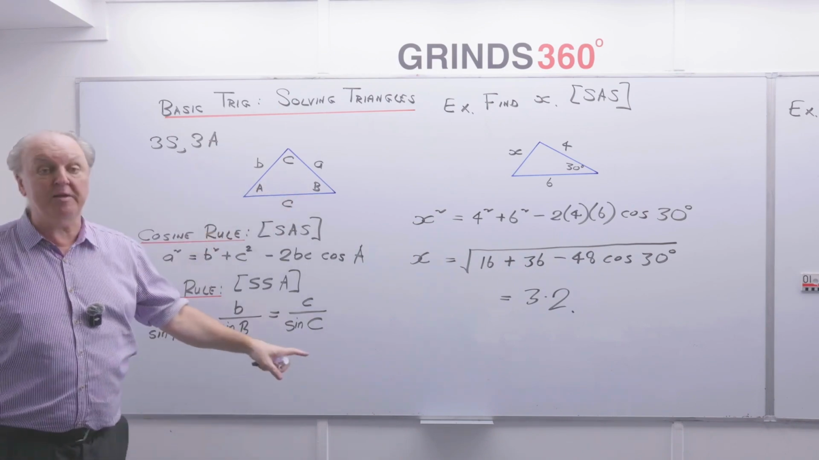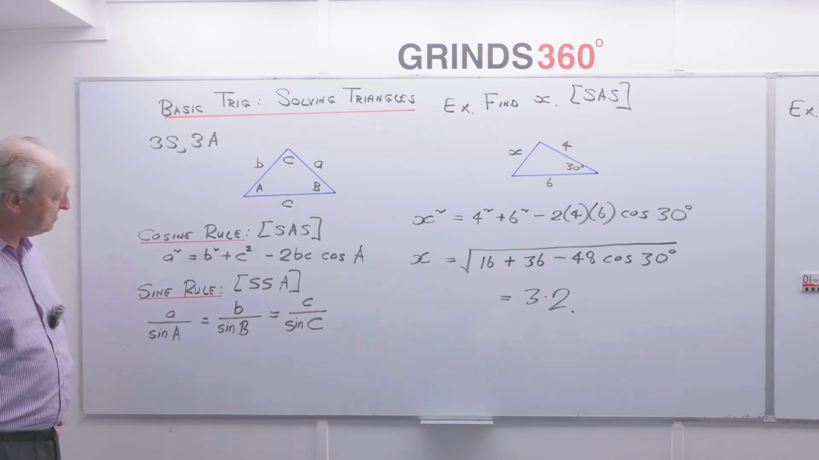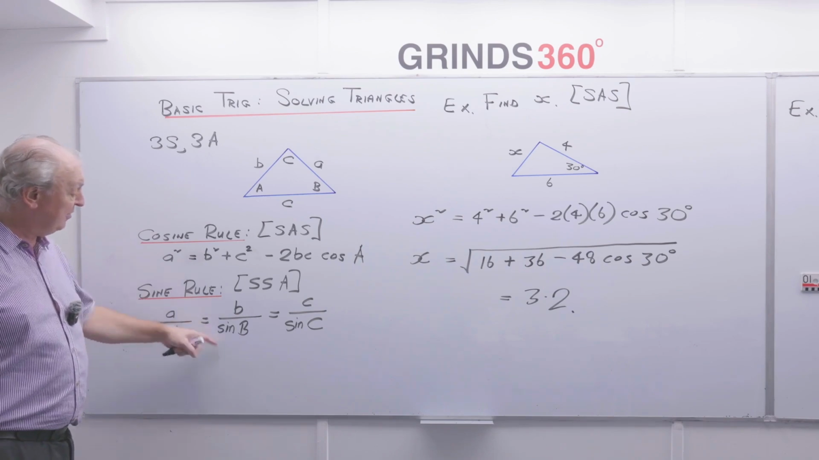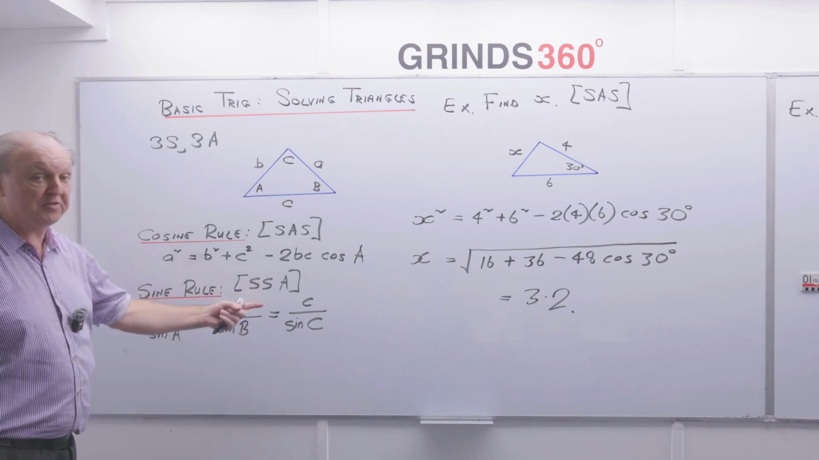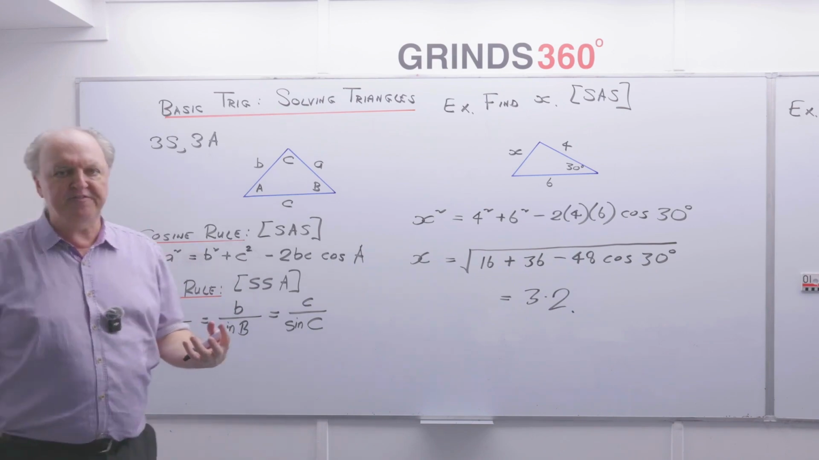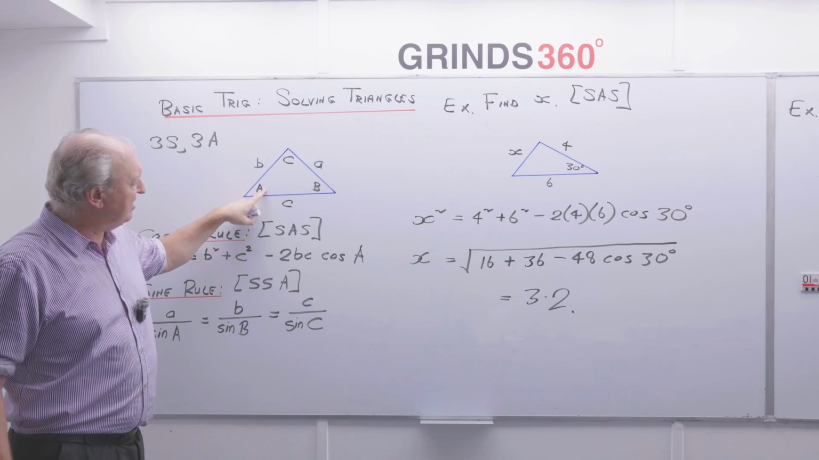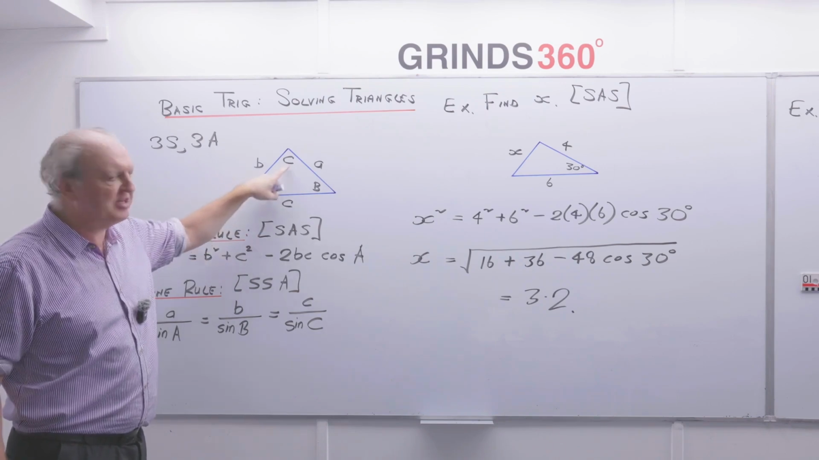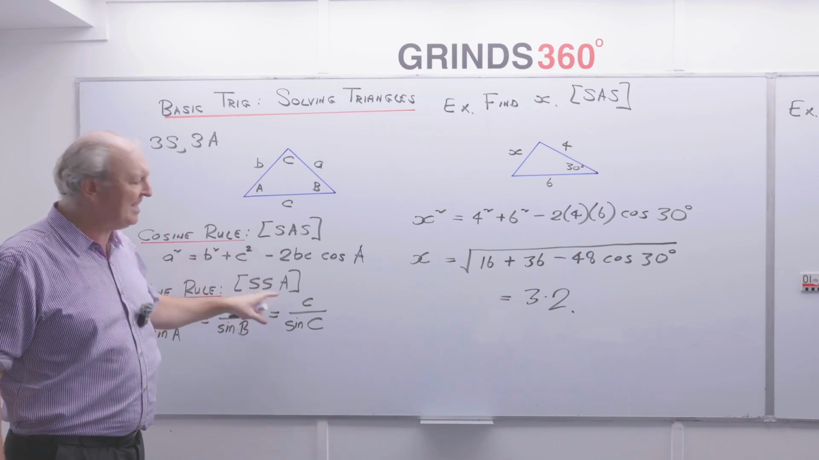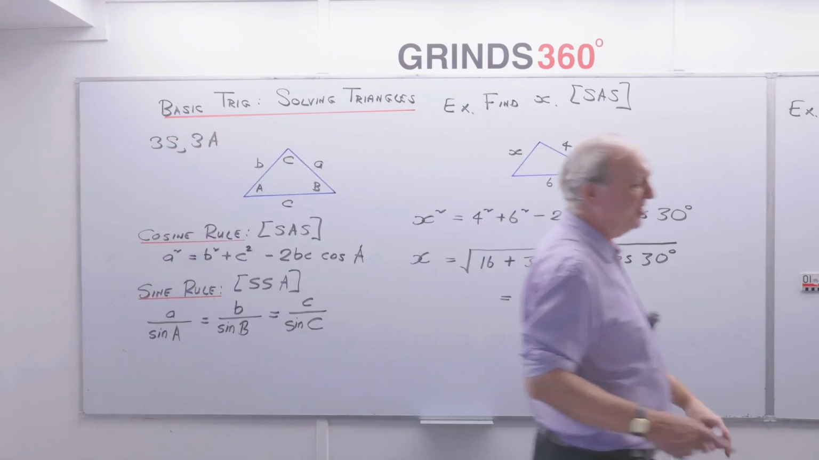It's a three-part formula, but you'll only ever use two parts when you do a question. You can also have it the other way around. You could have sine A over A equals sine B over B, sine C over C, whatever way you want to do it. But I want you to feel it. A over the sine of its angle is equal to another side like C over the sine of its angle. So SSA is when we use the sine rule. Let me have a look at an example of the sine rule.